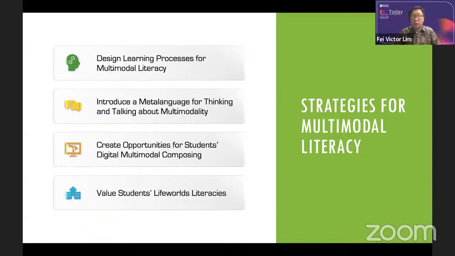The third is to explore how we can intentionally design opportunities for students to create multimodal artifacts so that they're able then to express their ideas, their experiences, not just with words alone, but other ways of meaning making. And finally, I'm going to conclude with a reflection on how we can value students' life world literacies in our school.